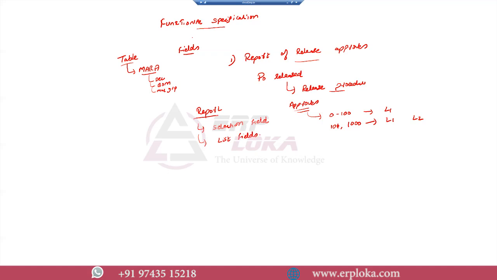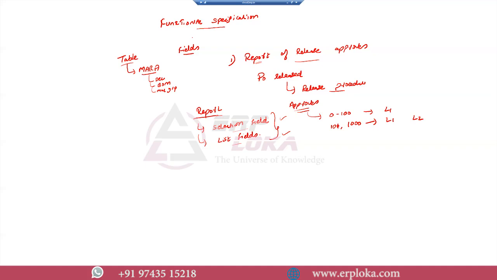What is the difference between selection fields and list fields? In the selection fields, you can have filters. For example, you have a plant and a company code, so you can filter based on your plant and company code. Based on that filter in the selection fields, the data will get reflected in the list fields. Whenever you are developing a report in SAP, you need to consider these two sections to be configured. Now we are focusing on the report of release approvers, so you need to consider the selection fields as well as the list fields.